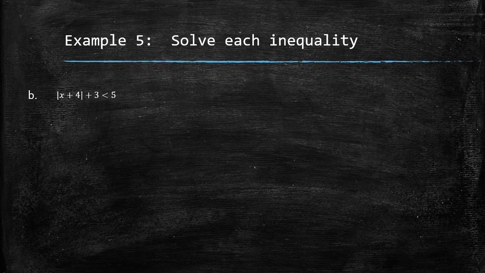We have the absolute value of x plus 4 plus 3 is less than 5. So notice that this plus 3 is not within the absolute value bars. So we're going to subtract that over first. Then we'll have the absolute value of x plus 4 is less than 2.